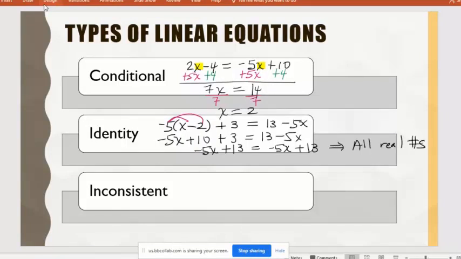In XYZ homework, you may put infinity just as your answer for an infinite number of solutions. Okay?